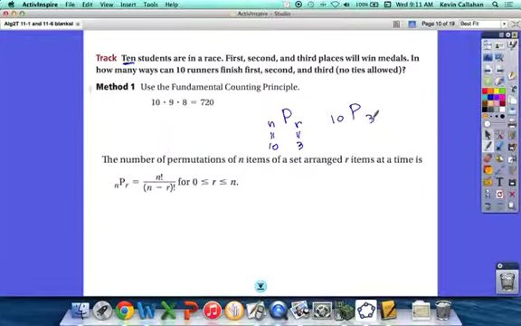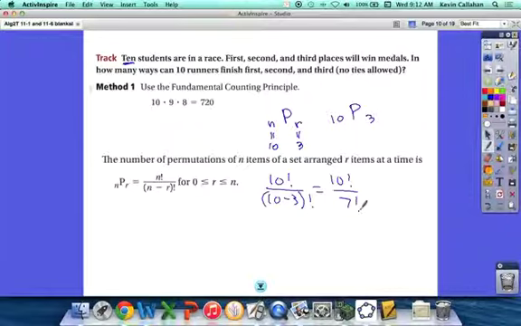If I plug into the formula, that would look like this. It would look like 10 factorial over 10 minus 3 factorial, which is 10 factorial over 7 factorial. Which you could do in the calculator. Now that you know where the factorial is, math PRB 4, you could do that.